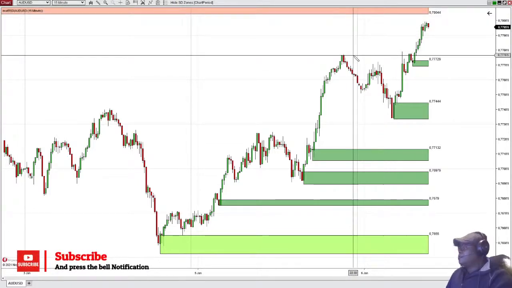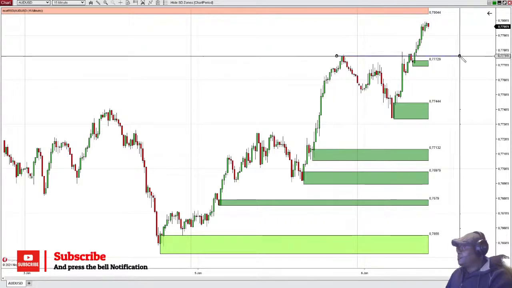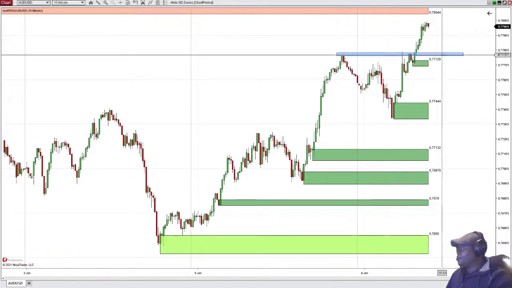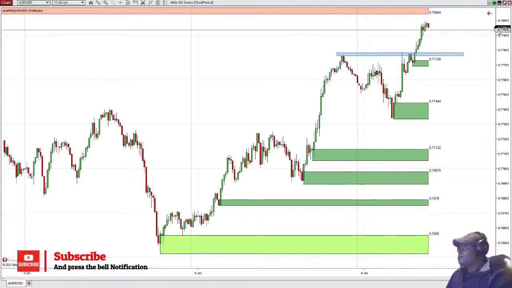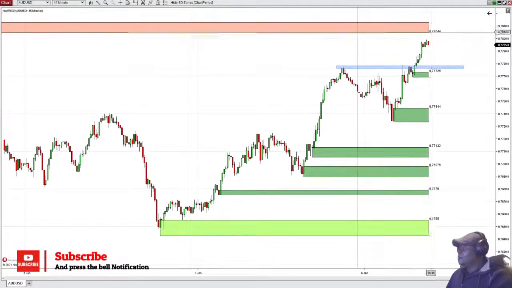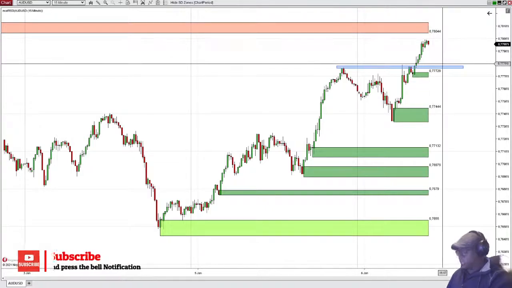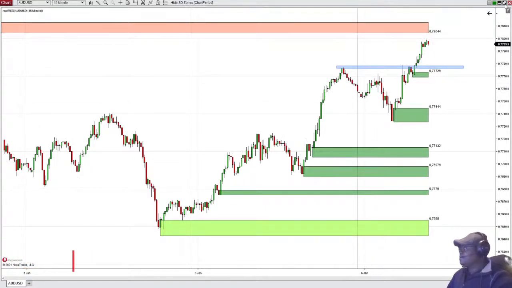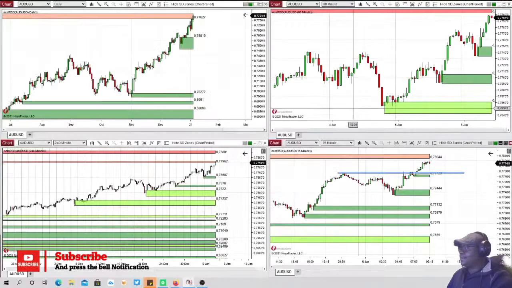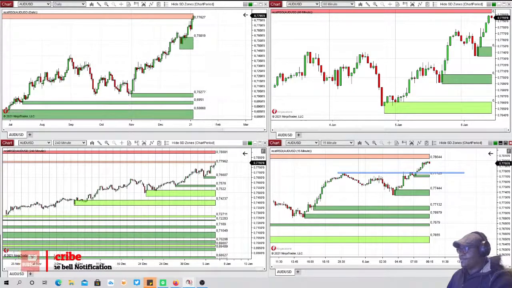I was looking to the left on this side to see if I can get a reaction back into this one. I will see if I can get any reaction here to come back down. That's what I have to keep my eyes on on the Aussie. There's not much of a trade on the short term on the Aussie.